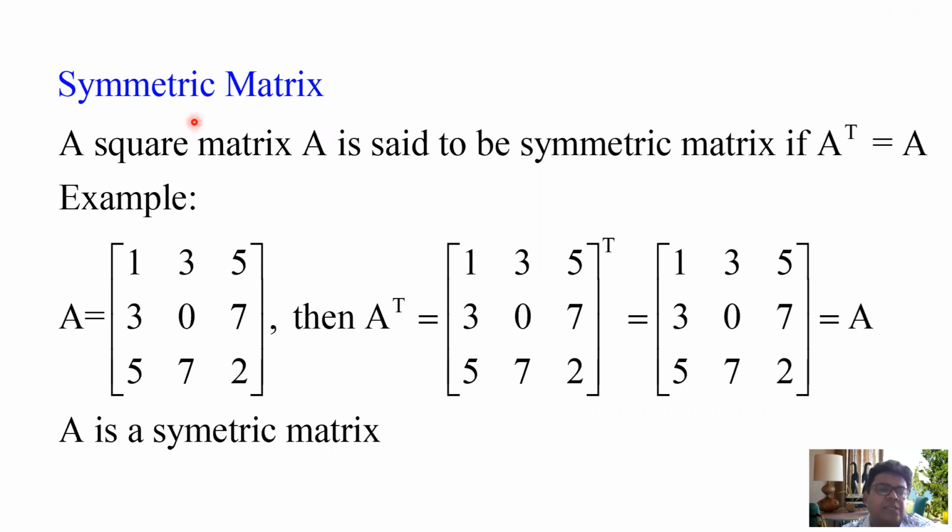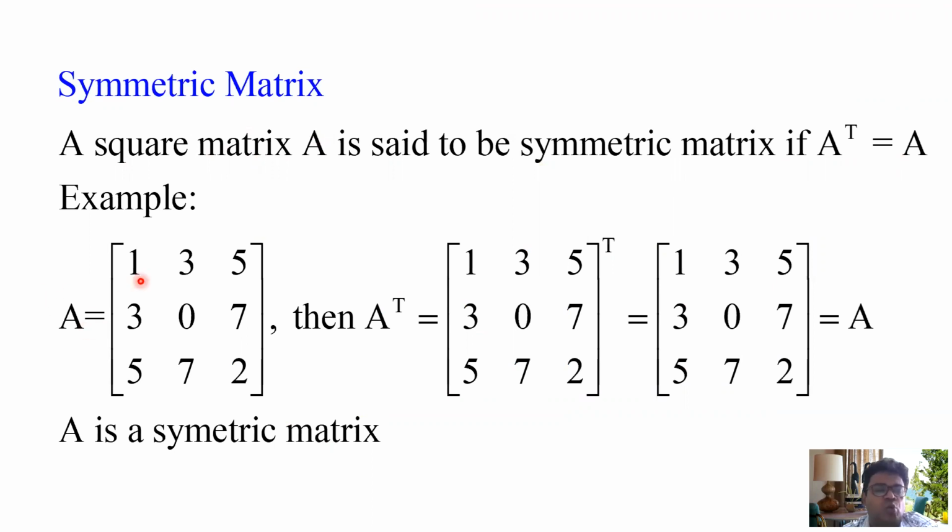Symmetric matrix. A square matrix, that is, row number and column number are the same. A square matrix A is said to be a symmetric matrix if A transpose is equal to A. So already you know A transpose means you should change rows into columns. Now try to understand with an example.